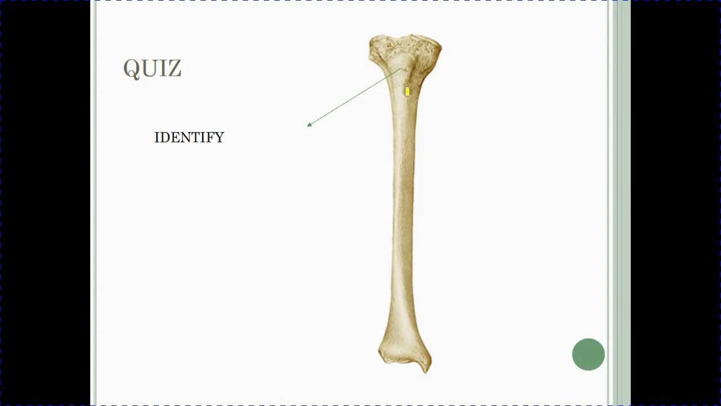You have to identify this point, this region. Now, can you please identify what structure I have marked over here? Actually, it is very simple. This is, tell me, this is the tibial tuberosity. Identify this projection which is present in the lower end.